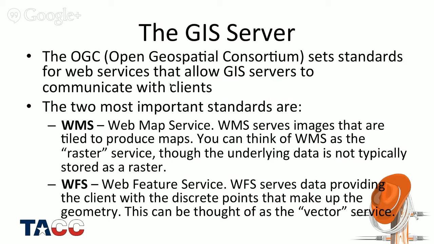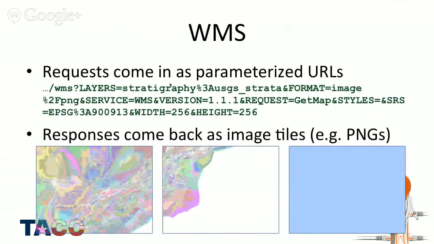The web feature service is instead giving you the data that constitutes the points and the lines and the polygons. It's actually giving you raw data that you can then use to either build a map or perform other later operations rather than giving you the map itself. So you can think of this like the vector service if the map service is the raster service.